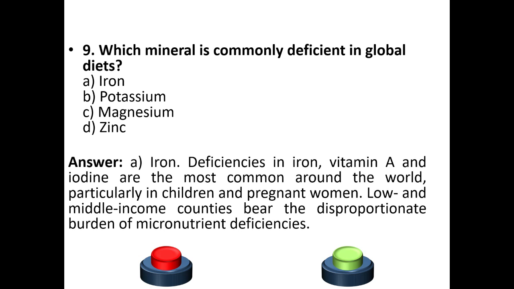Deficiencies in iron, vitamin A and iodine are the most common around the world, particularly in children and pregnant women. Low and middle income countries bear the disproportionate burden of micronutrient deficiencies.